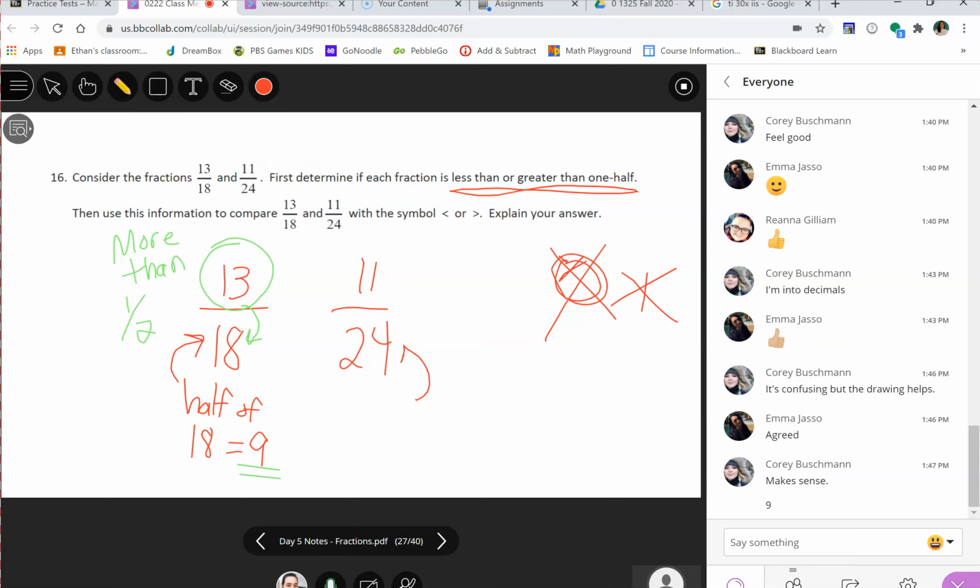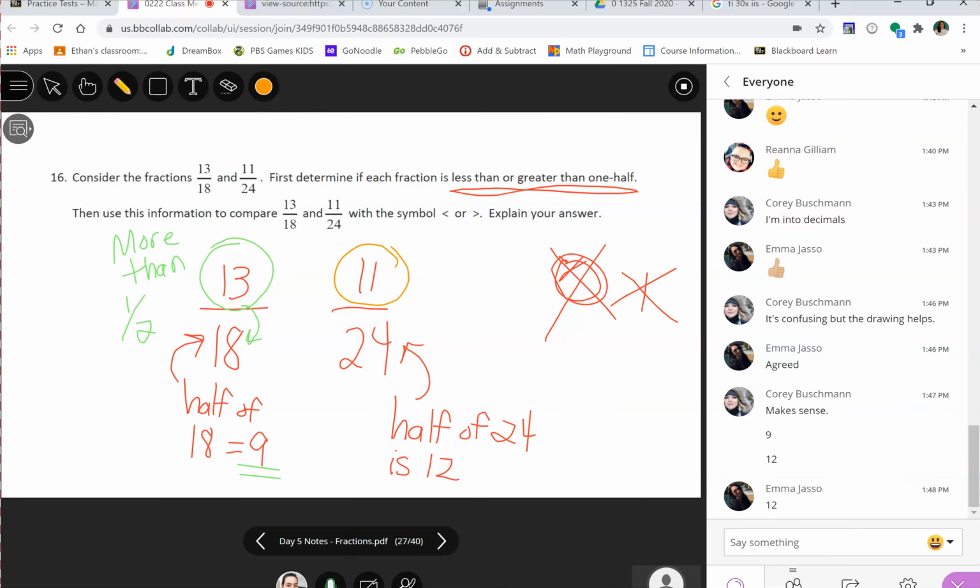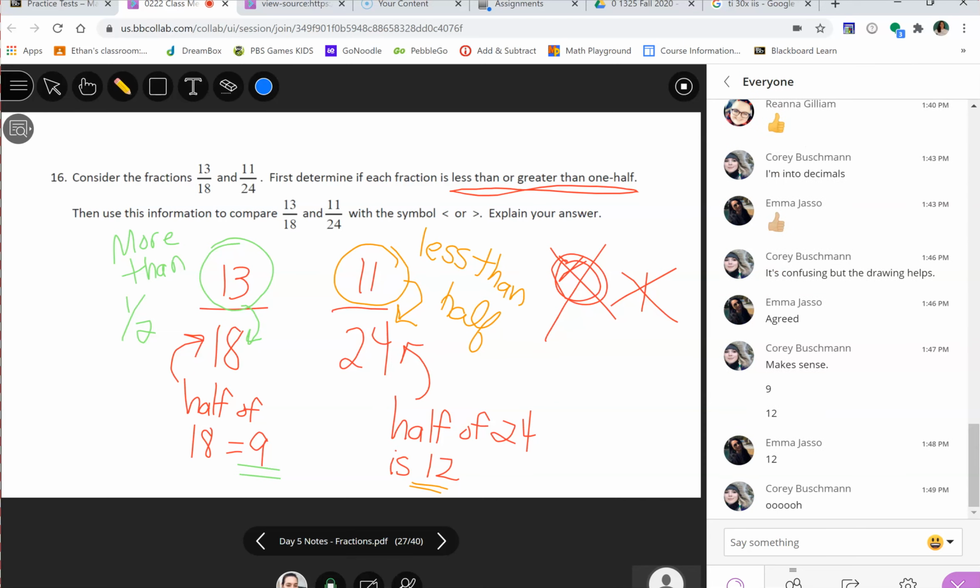You're like, okay, well, what's half of 24? Half of 24 is 12, right? So if I only have 11 out of 24 and half is 12 out of 24, see how that's less than half? So when I go to compare those, I can say, if 13 out of 18 is more than half and 11 out of 24 is less than half, then 13 out of 18 has to be more.